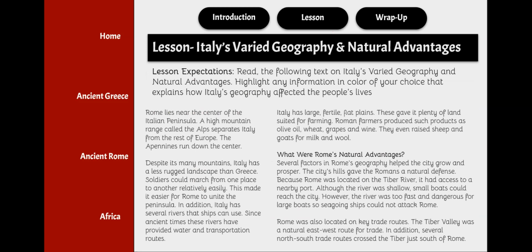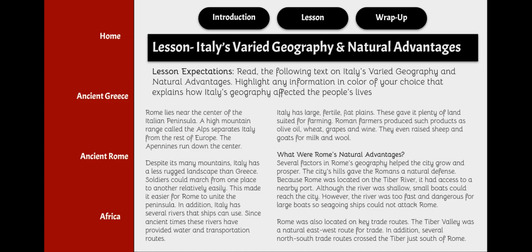In this lesson, you're going to be reading a text called Italy's Varied Geography and Natural Advantages. The first thing that pops out to me is the word advantages. Advantages means it's going to help the people of Italy. Keep that in mind because you're going to read the following text on Italy's varied geography and natural advantages.